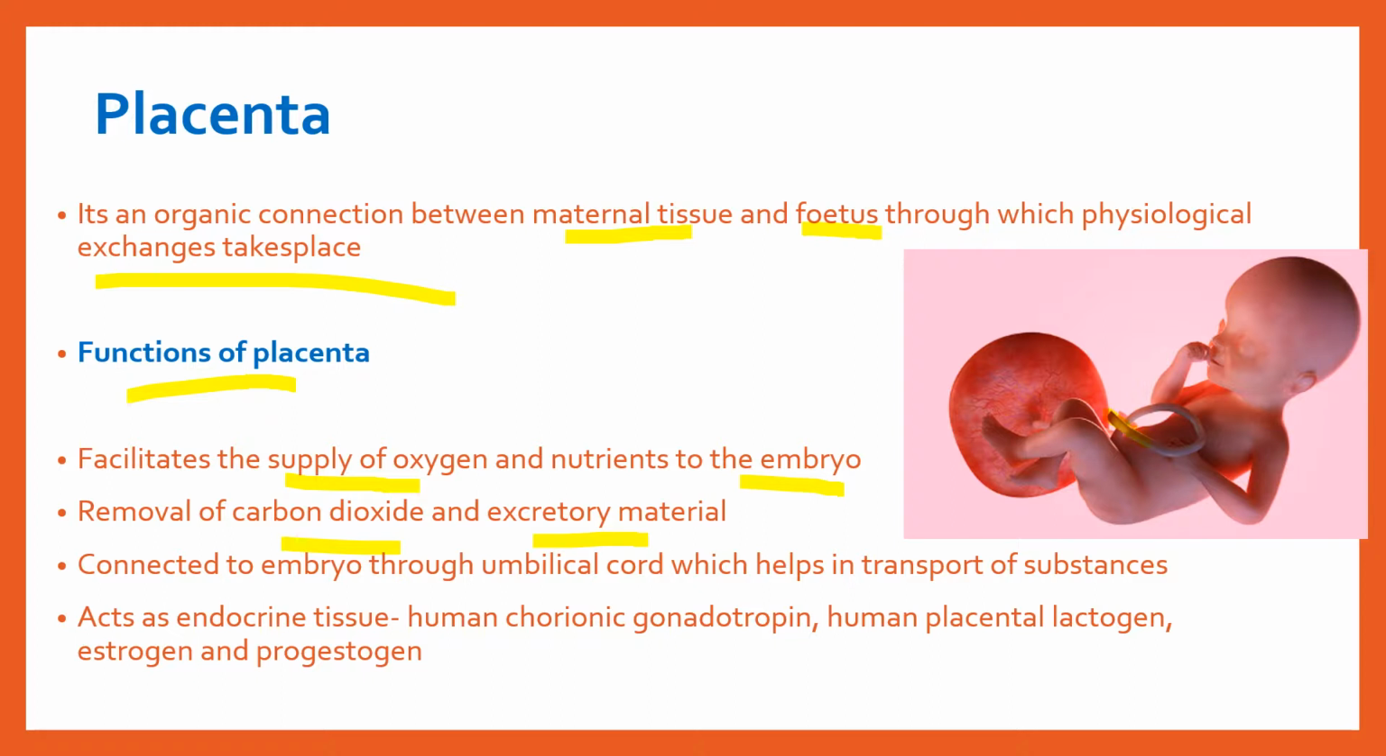See, this is the umbilical cord. And this umbilical cord helps in the transport of the substances. The placenta also acts like an endocrine tissue and produces several hormones. The first hormone is human chorionic gonadotropin, or HCG. The second hormone is human placental lactogen. The third hormone is estrogen and the fourth is progestogen. These are the hormones which are secreted by the placenta.